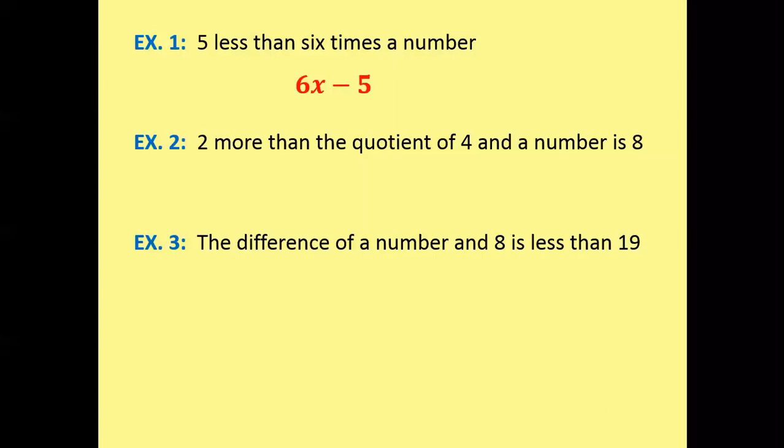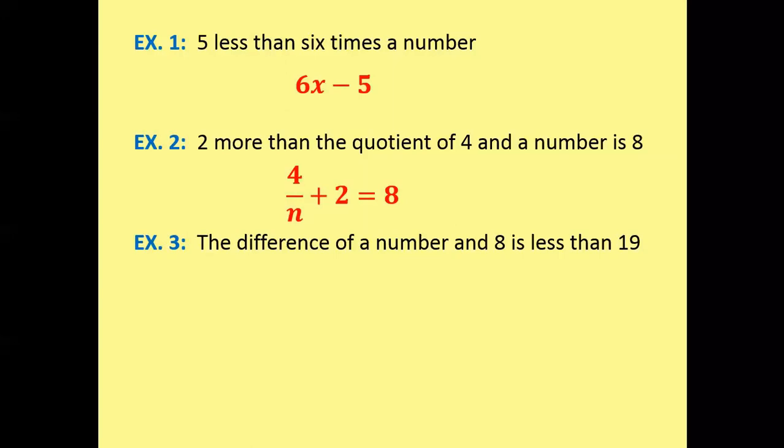Example 2: 2 more than. So as soon as I see that, "2 more than," I know I'm going to be adding 2 to something. So I'm going to have plus 2 at the end of my expression. And it says 2 more than the quotient of 4 and a number. So I know it's going to be adding 2 to the quotient. That tells me division. And I'm going to show my division in a fraction by putting the quotient of 4 and a number as 4 divided by that number. And I put it in the order that it comes. And then there's my 2 more than.